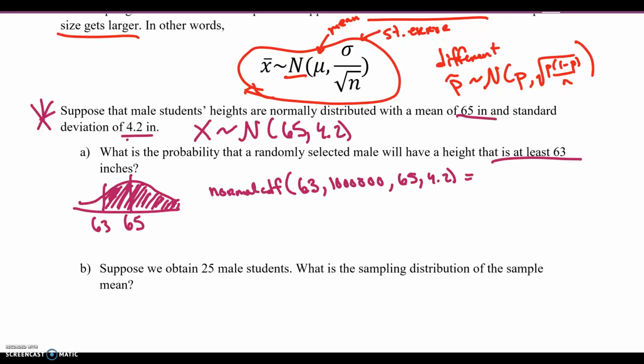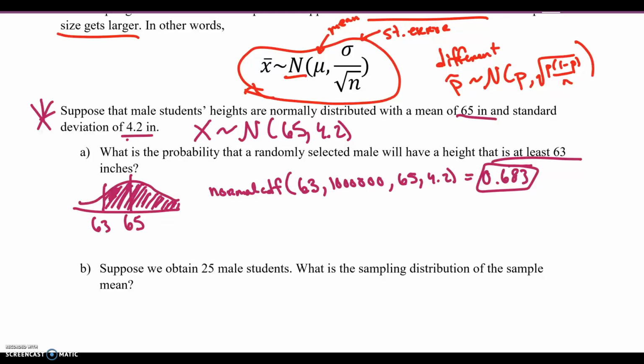Second data, I'm going to look at normal CDF with my mean of 65 and my sigma of 4.2. My lower bound is going to be 63, and I'm going to leave my upper bound like that. My answer is going to be 0.683, about that. So there is about a 68% chance that this randomly selected male will have a height that is at least 63 inches.